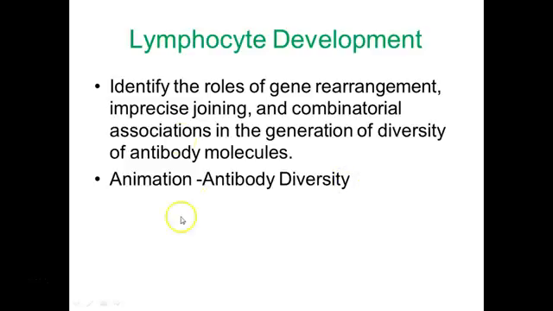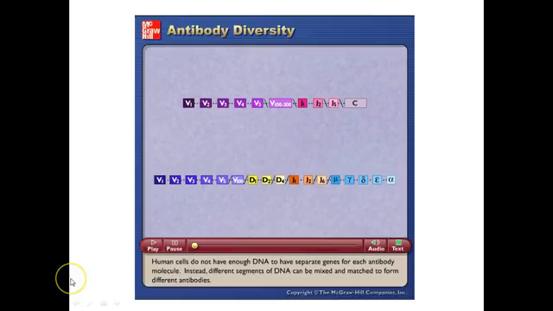So this animation that we're going to watch covers gene rearrangement really well and combinational. It doesn't show the imprecise joining, unfortunately. But this is how we generate diversity, right? And so this is our last animation. And I think our last thing.